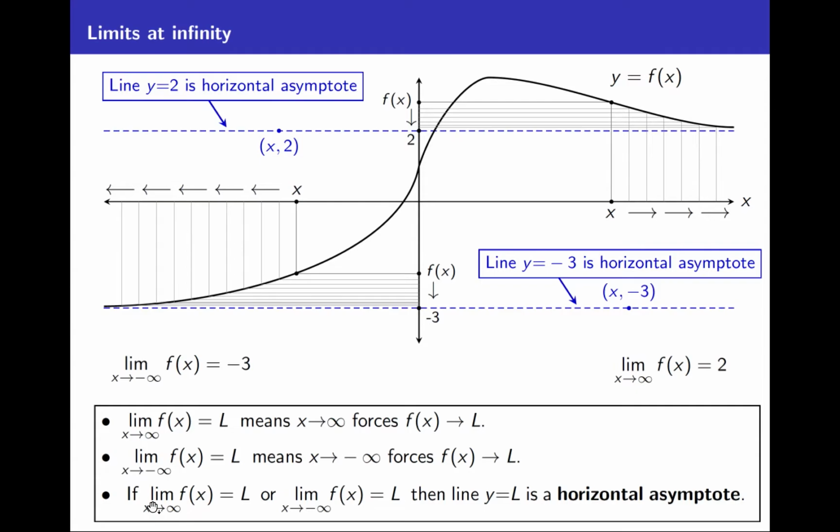Also, in general, if ever you have the limit as x approaches infinity of f of x equals a number L, or the limit as x approaches negative infinity of f of x equals L, as we do in this picture, then we say the line y equals L is a horizontal asymptote. So you will have at most 2 horizontal asymptotes for any function, one for x approaching infinity and the other for x approaching negative infinity. And of course, many functions don't have any horizontal asymptotes at all.